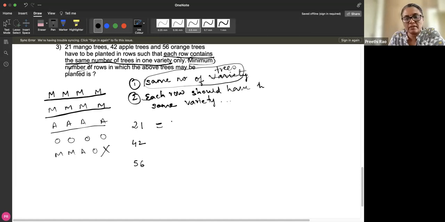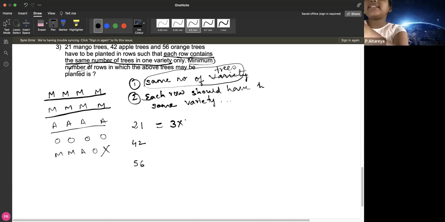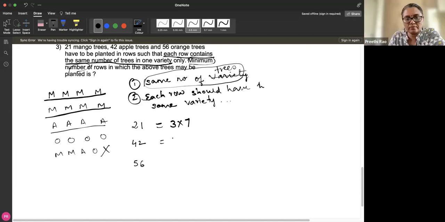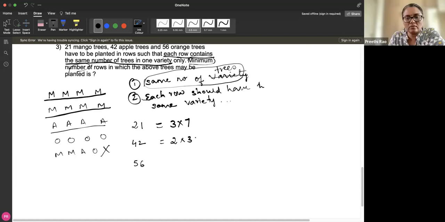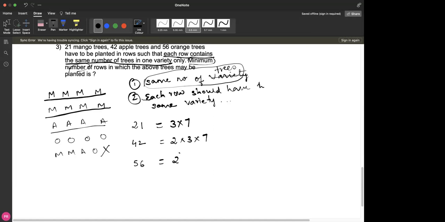21 into prime factors is 3 into 7. And what about 42? 2 into 3 into 7. What about 56? 2 cube into 7. So 7 is the only common factor here.